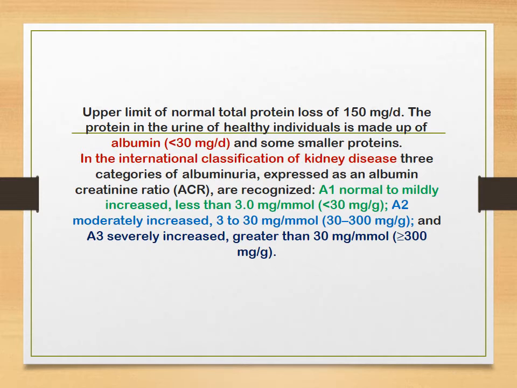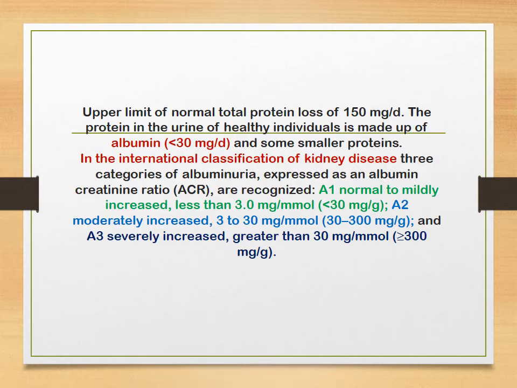The upper limit of total protein loss in the urine is around 150 to 300 milligrams per day, in which albumin is less than 30 milligrams per day. So albumin is normally less than 30 milligrams per day in urine, and total protein is between 150 and 300 milligrams per day. The international classification of kidney disease defines three categories for albuminuria, expressed as albumin creatinine ratio.